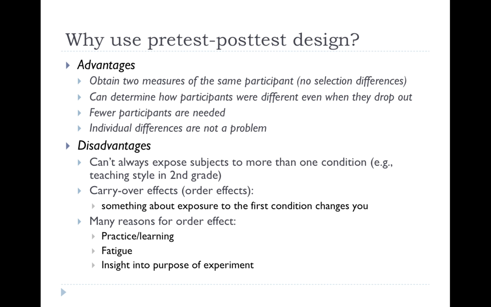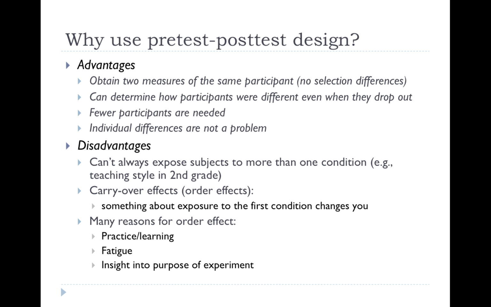So it's advantageous that you're using the same person at two different times, because you don't end up comparing apples with oranges. You compare the same person to themselves at two different times, one time prior to the intervention, and then one time after the intervention was introduced. Some of the benefits of conducting a pre-test post-test design would of course be that you obtain two measures from the same participant at two different times. So you don't have to worry about any selection differences between your groups. Even if somebody drops out earlier, right, you still have that pre-test measure.